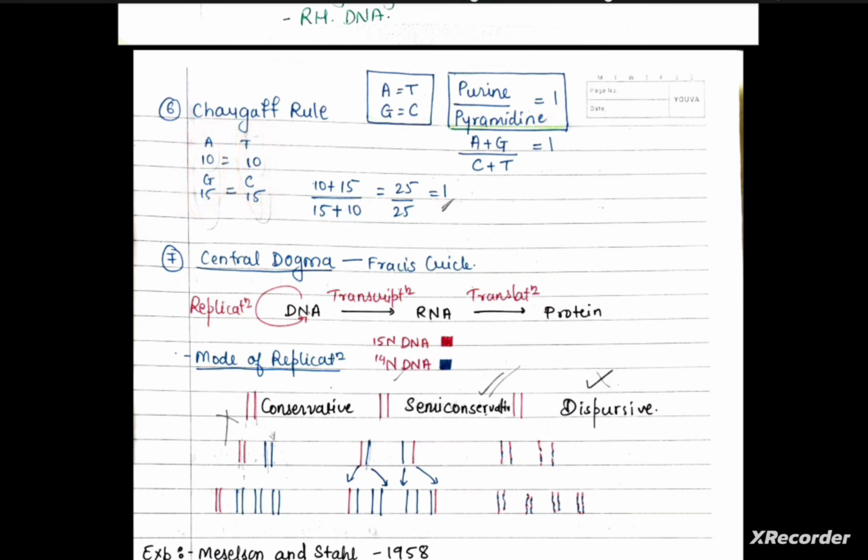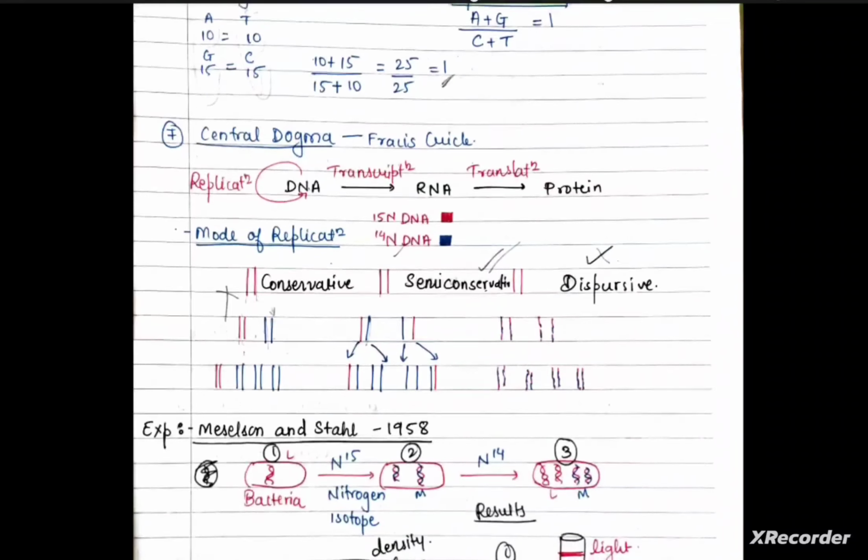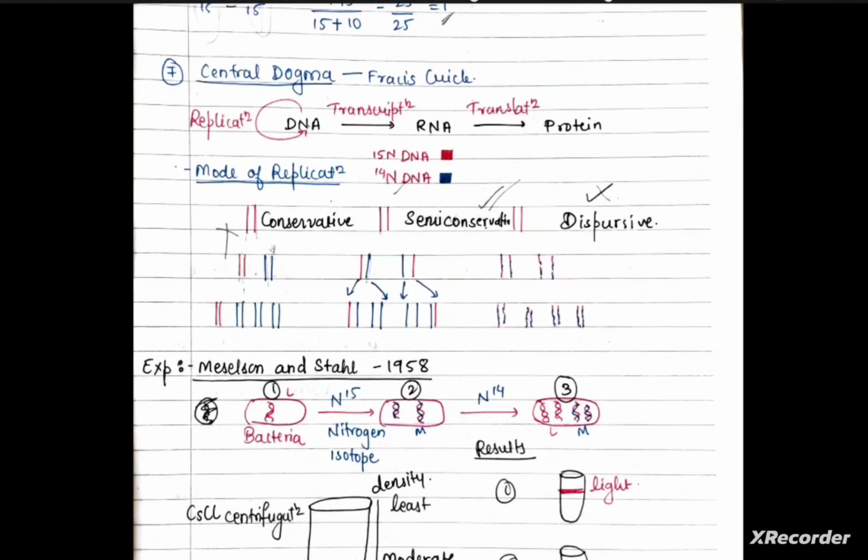That's all about Chargaff's rule, and there will be many questions that you can solve. These are very important questions, based on the percentage of purines and pyrimidines. Using this particular rule, you will be able to answer those questions. Then the next point here is the central dogma. Central dogma is a very basic concept: DNA replicates, then there is transcription, you get RNA, and after translating this RNA you get protein.